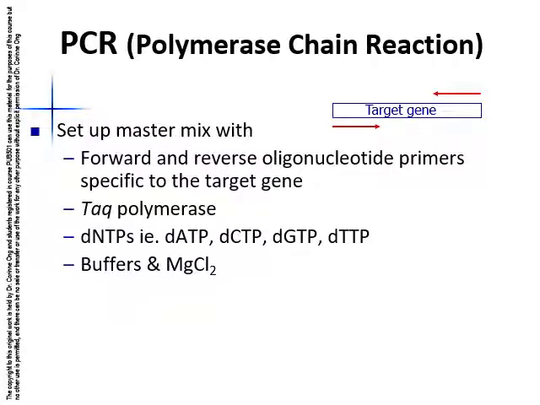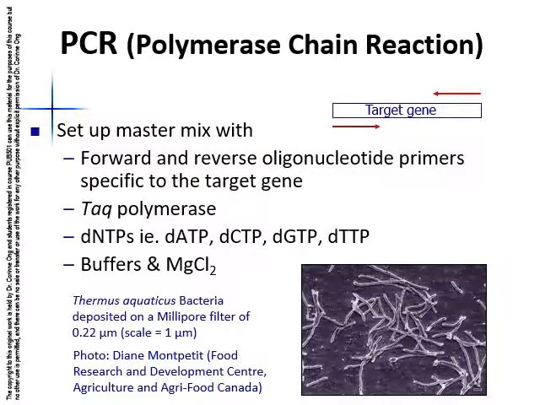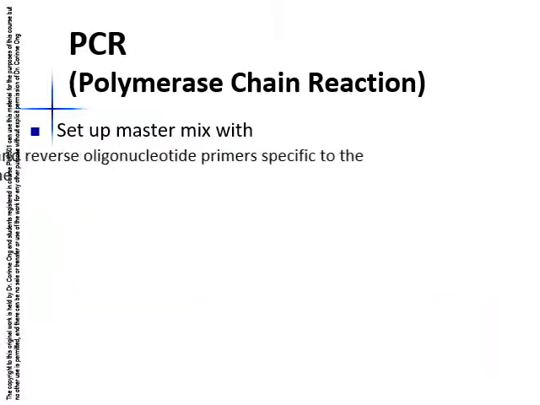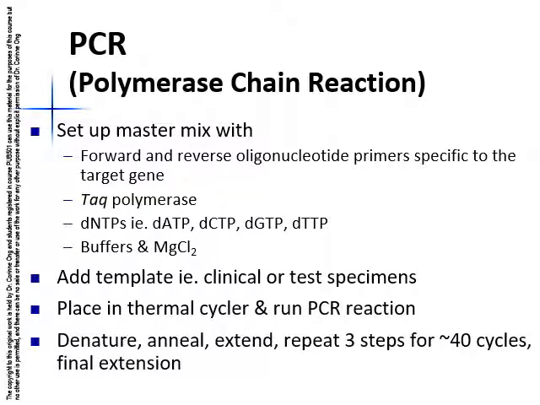To set up the master mix for PCR, you need to add the pair of primers and a heat-stable polymerase, such as Taq. This DNA polymerase is derived from a thermophilic bacteria called Thermus aquaticus, which was first discovered in the hot springs of Yellowstone National Park. The nucleotides, which are the building blocks of DNA, also need to be added to buffers and salts. Once this master mix is prepared, the clinical or test specimen can be added. This contains the template DNA.